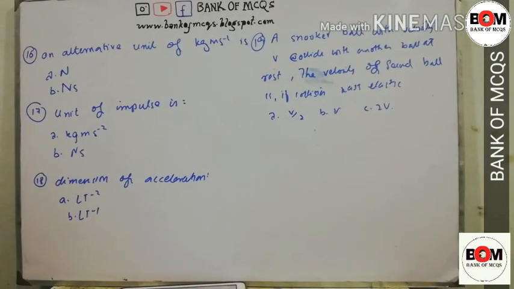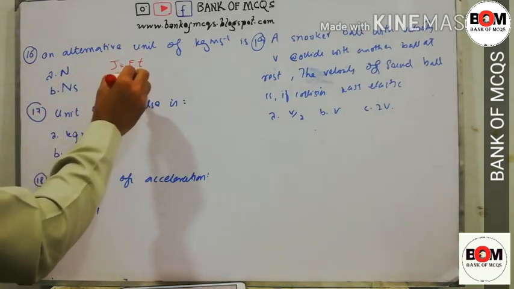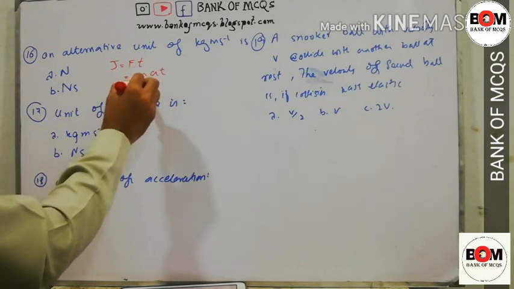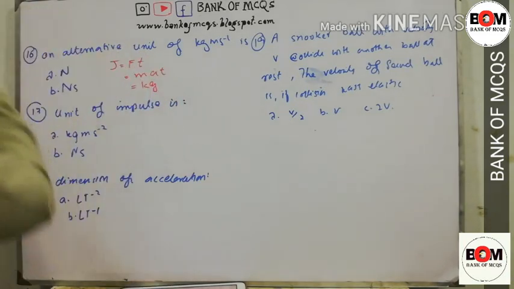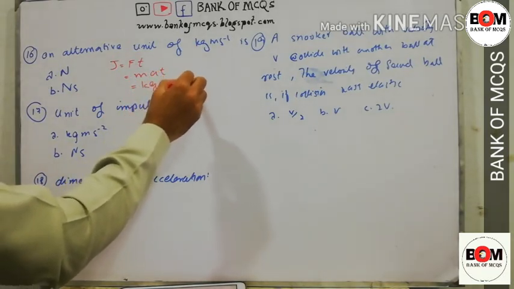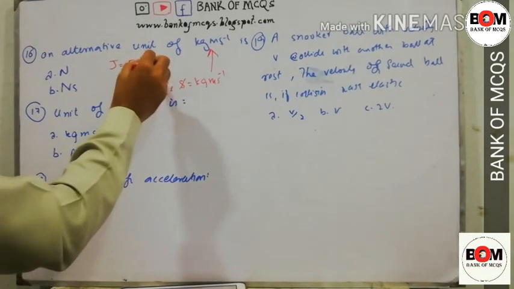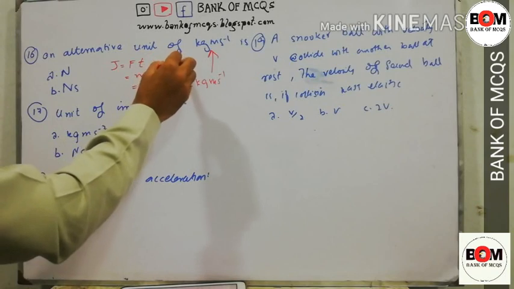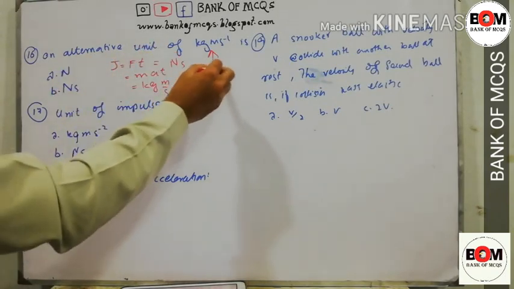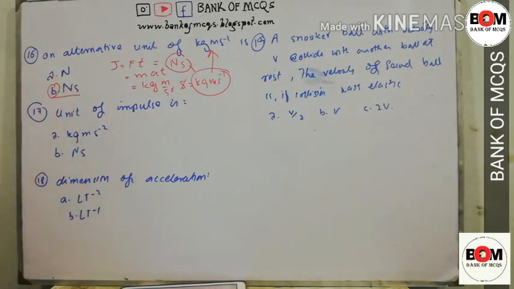MCQ number 16. An alternative unit of kilogram meter per second is. So from the unit of impulse, we know that J is equal to Ft, where F is equal to ma, where the unit of mass is kilogram, acceleration is meter per second square, and time is second. So we will get kilogram meter per second, that is given here. In this way we can also write Ft is equal to Newton second. So the alternative unit of kilogram meter per second is Newton second. So option B is correct.